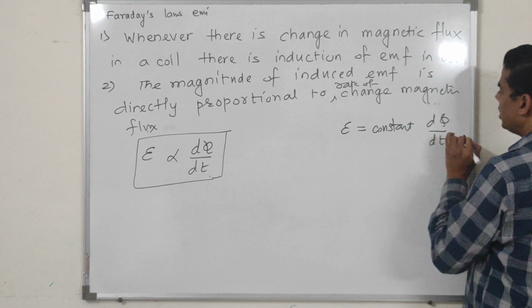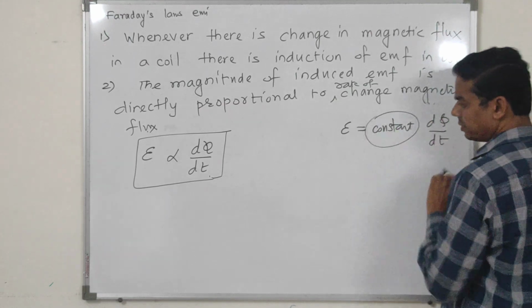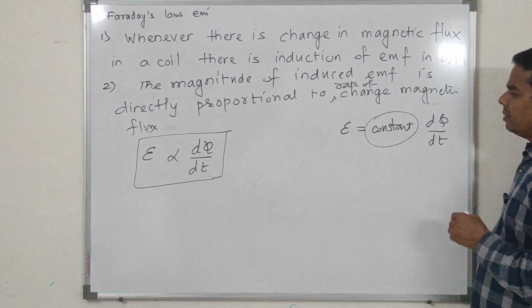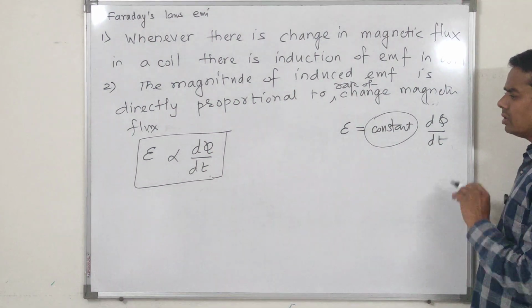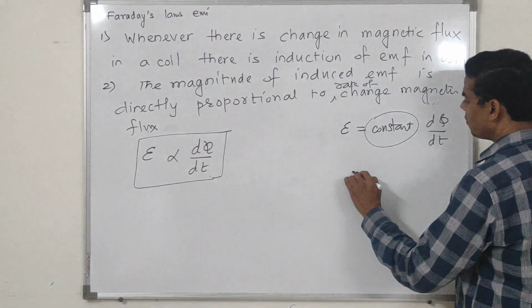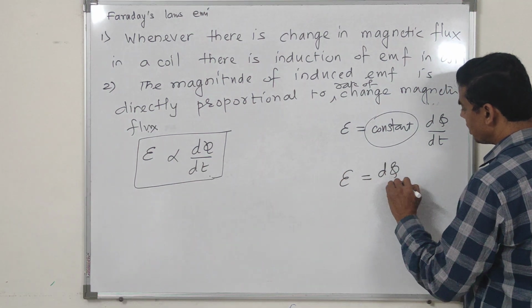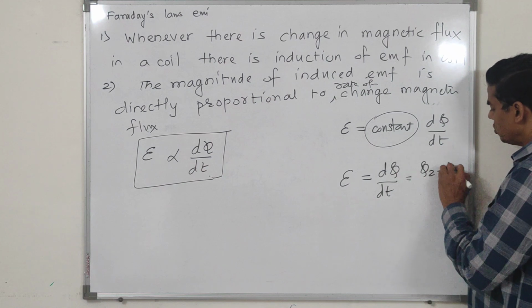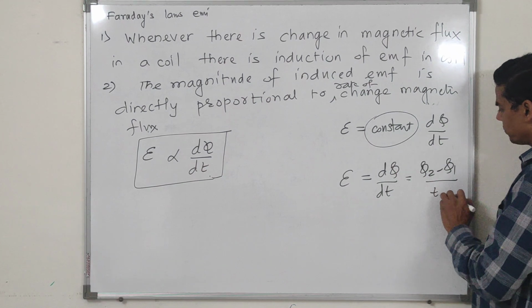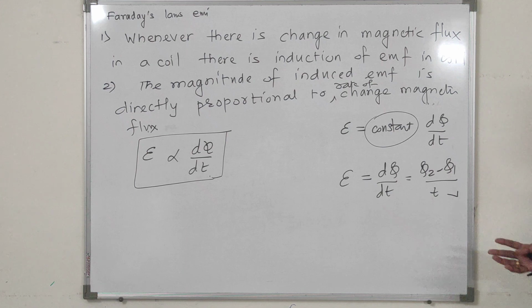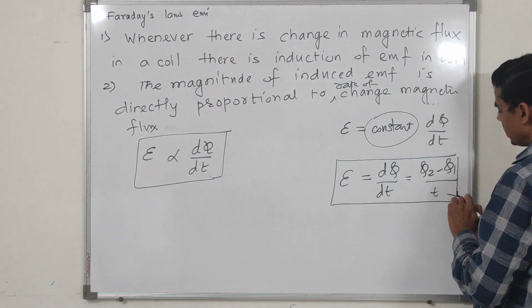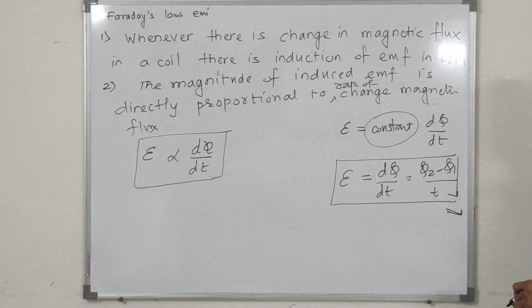And in the laboratory, this constant comes to be 1. We are not going to prove why it comes to be 1. We just have to consider that by experimental value, the constant is equal to 1. So finally, induced EMF is equal to d phi by dt, that is the rate of change of magnetic flux. We can also write this as phi 2 minus phi 1 upon t. As it is EMF, it is a potential. Its SI unit is volt. So this is the general formula for Faraday's law of electromagnetic induction, or induced EMF in a coil.